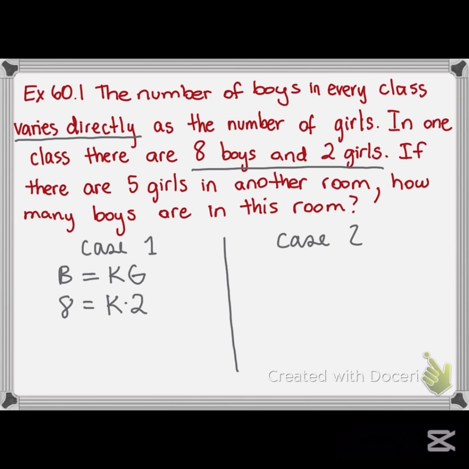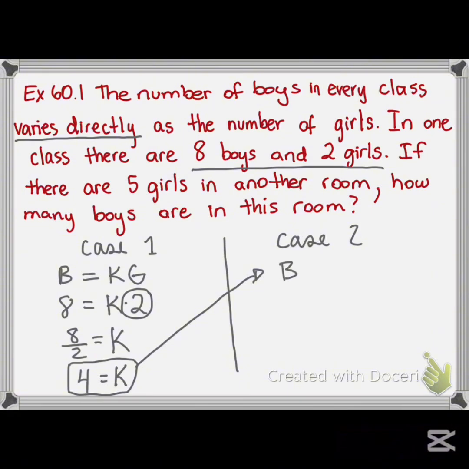Now notice that once you have that, you can easily find k. k is 8 divided by 2 because the 2 that is multiplying goes to divide. And in this case then, k is 4. Now with that k, which is the constant of proportionality, we're going to go to the second case, the second classroom, that has the same variation. We're going to use the same formula, but now we know k. k is 4. And so we're going to say b equals 4g.